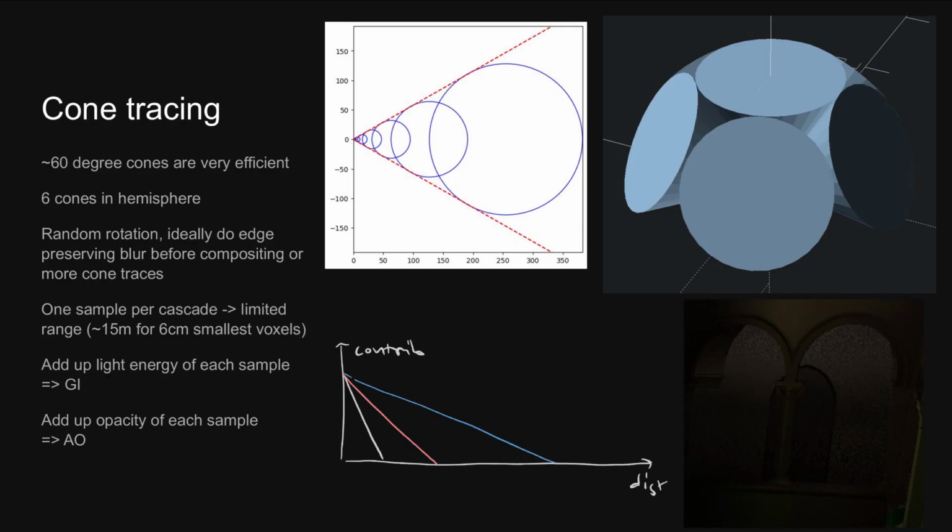When you take the result of all these cones, you get the global illumination at that point. Whereas if you instead add up all of the opacity from every direction, you get a measure of the ambient occlusion at that point. And the ambient occlusion looks very nice.